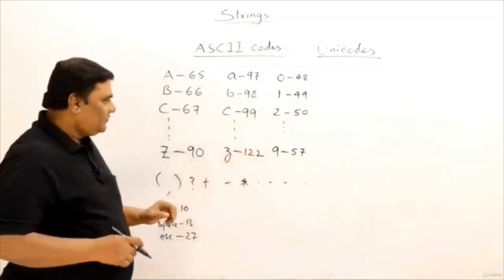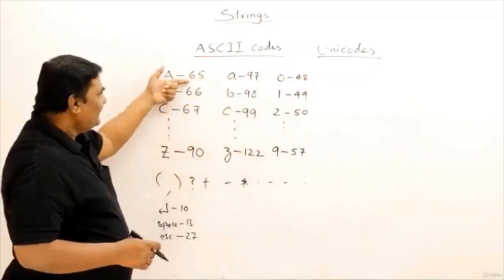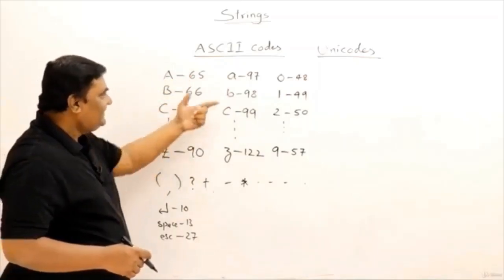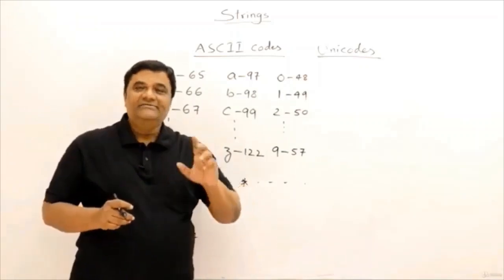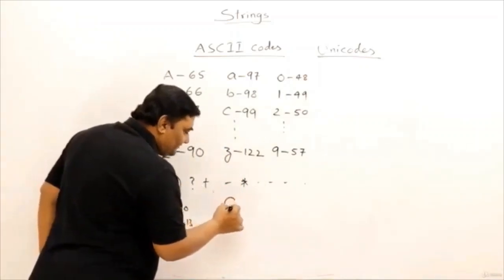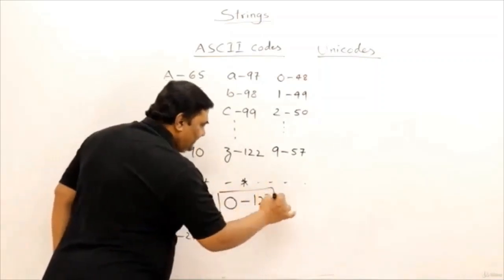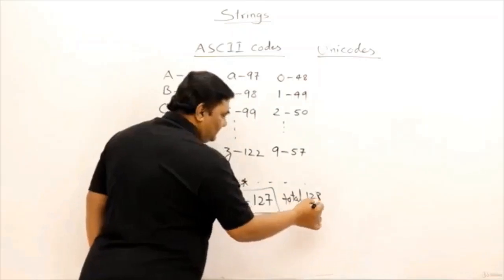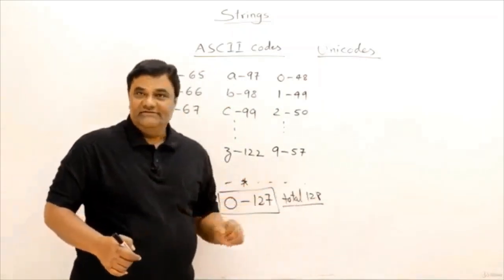If you see the ASCII codes I have given, that is 48 to 57, then next is 65 to 90 and 97 to 122. So actually, where are they starting and where are they ending? That is important. ASCII codes start from 0 to 127. A total of 128 ASCII codes are there, starting from 0 to 127.